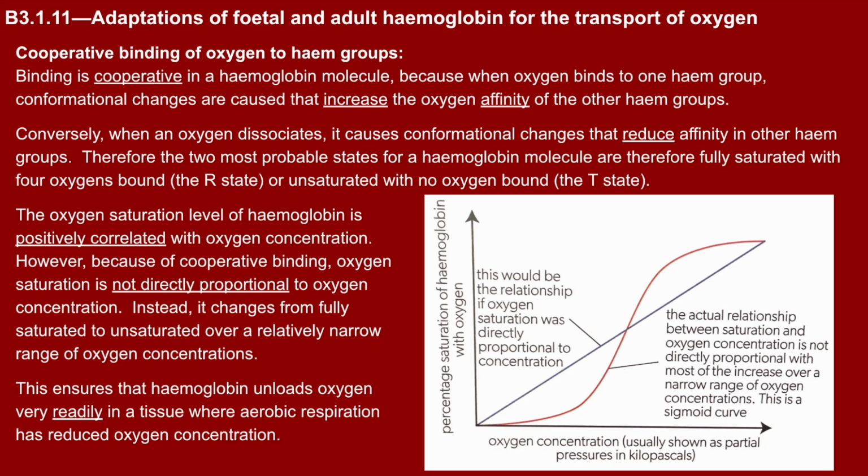Now, we're going to see that cooperative binding occurs because when 1 oxygen binds to a hemoglobin, that is going to increase the affinity for oxygen binding of the other 3 heme groups. And so 1 is going to bind and the other 3 are going to follow soon after. The reverse is true as well. When 1 oxygen is unbound or released, the other 3 are also going to go very quickly.